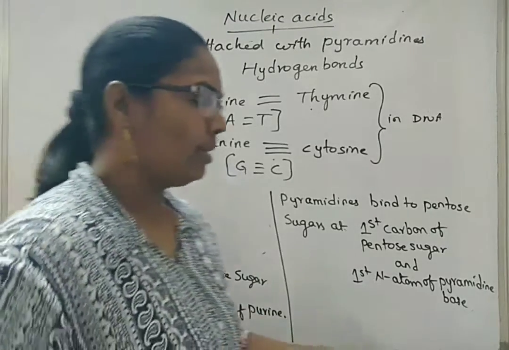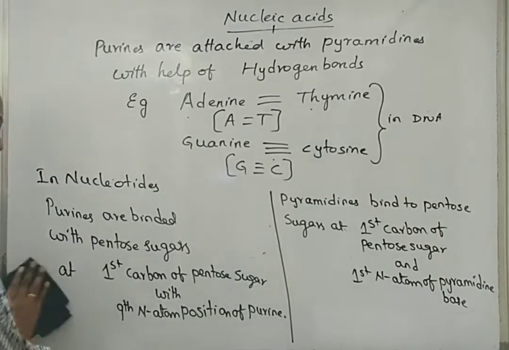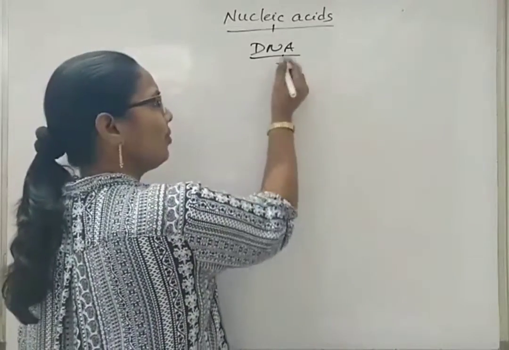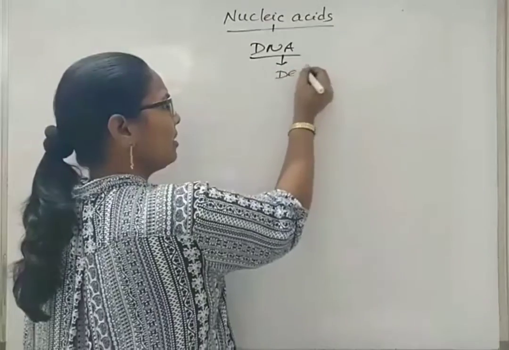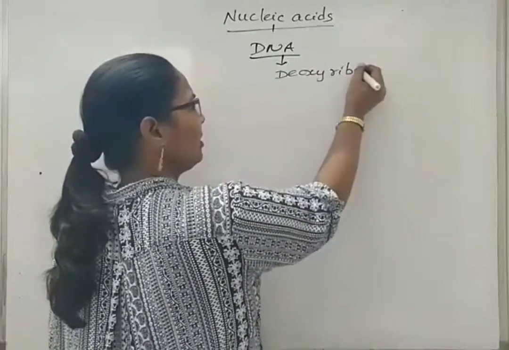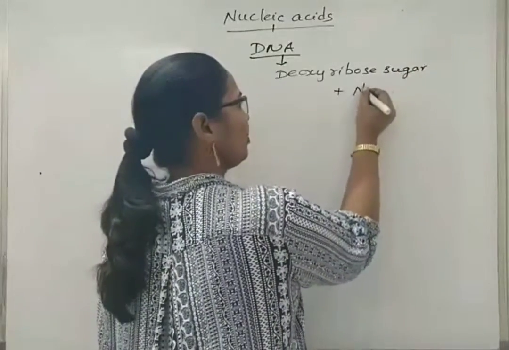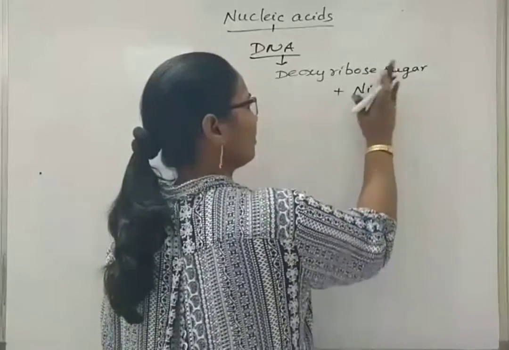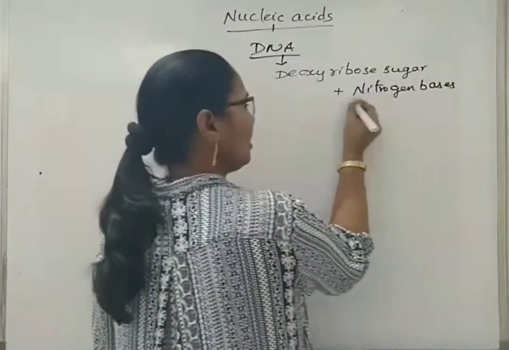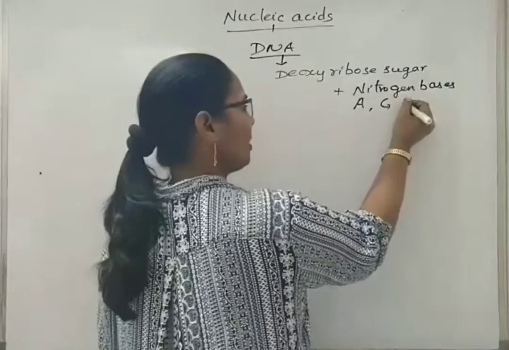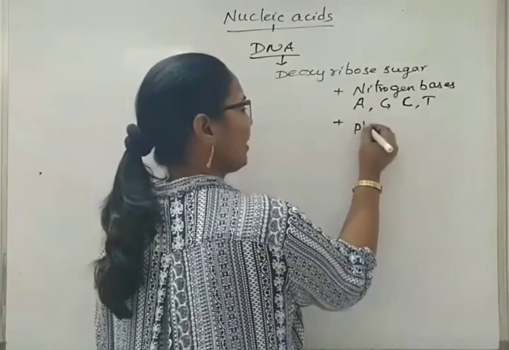We'll see one example of diagrammatic representation or biochemical structure of a nucleotide of DNA. Then what are the biochemical structures present in a nucleotide of DNA? One is deoxyribose sugar plus nitrogen base. What are nitrogen bases in DNA? Adenine, guanine, cytosine and thymine. Next, the phosphate molecule.